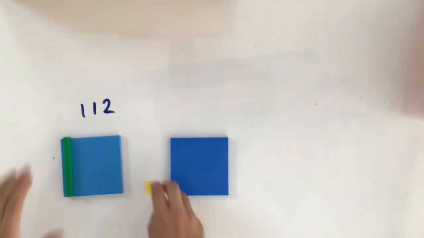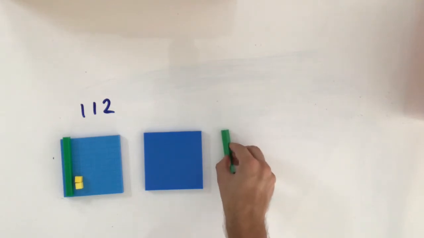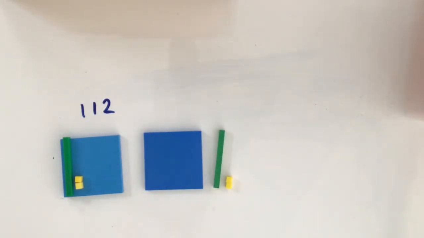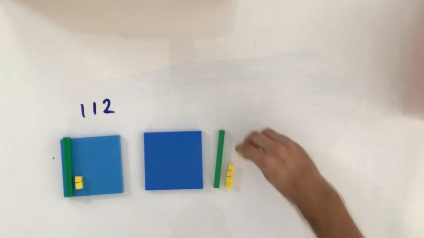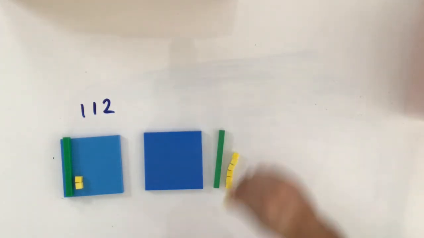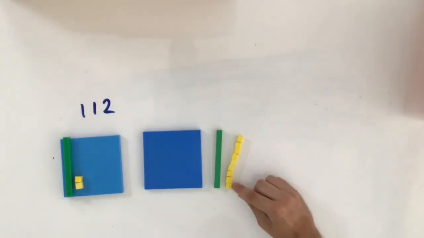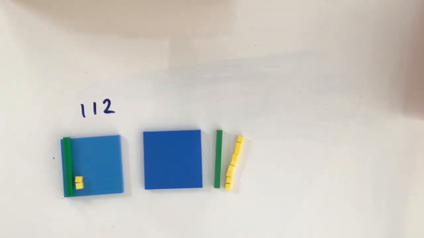I'm going to put these on top to give me some more space. 100, 10, 11, 12, and I need 7 ones to help me count up in sevens. 1, 2, 3, 4, 5, 6, 7. So this time I've got 110, 11, 12, 13, 14, 15, 16, 17, 18, 19.